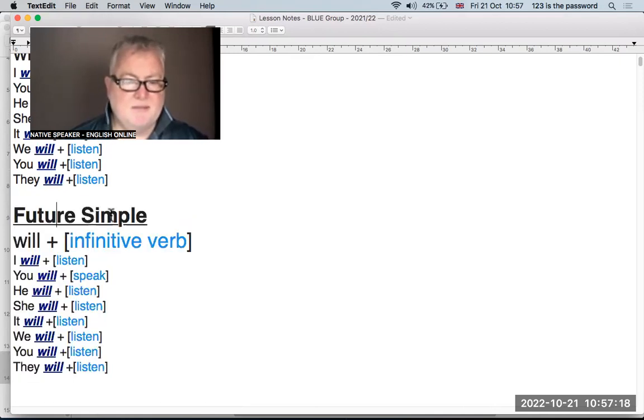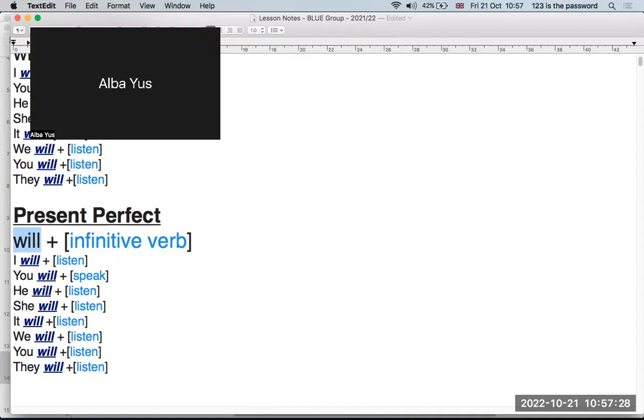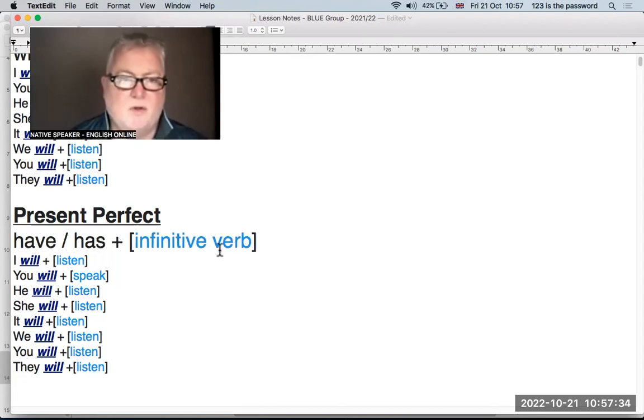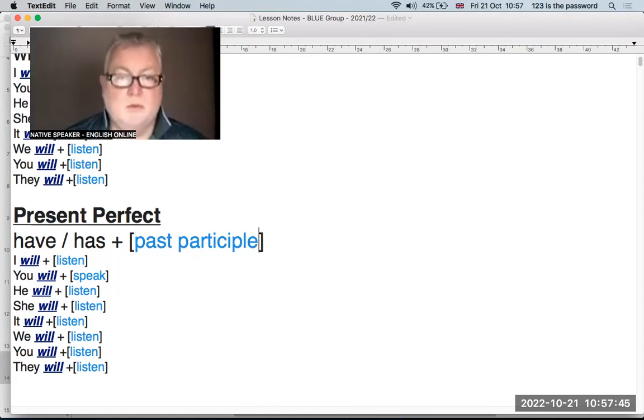What happens in the present perfect? Alba, can you tell me what the construction would be? What's the verb partnership in the present perfect? Have. Or? Has. Okay, plus which verb form? Third column, yes, present participle. No, past participle, sorry, yes.